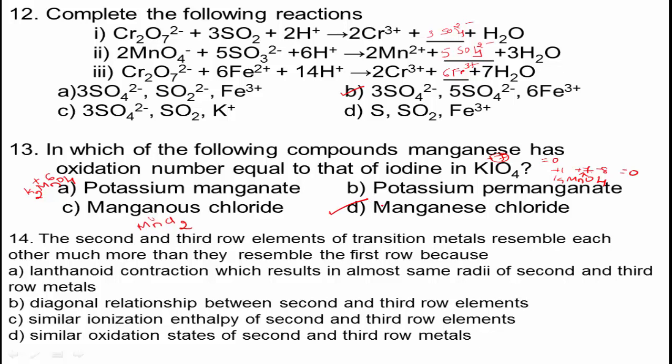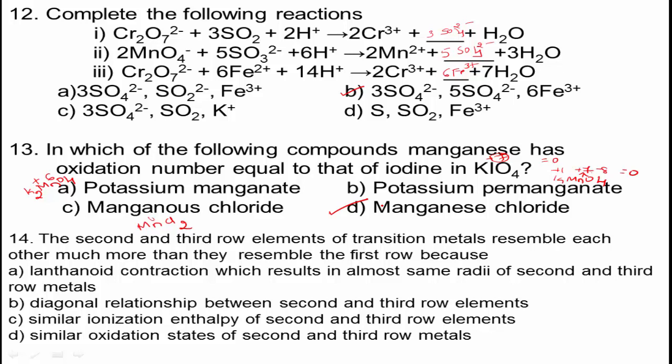Next, question number 14. The second and third row elements of transition metals resemble each other much more than they resemble the first row because of: option A, lanthanide contraction, which results in almost the same radii of second and third row metals. Option B, diagonal relationship between second and third row elements. Option C, similar ionization enthalpy of second and third row elements. Option D, similar oxidation states of second and third row elements.